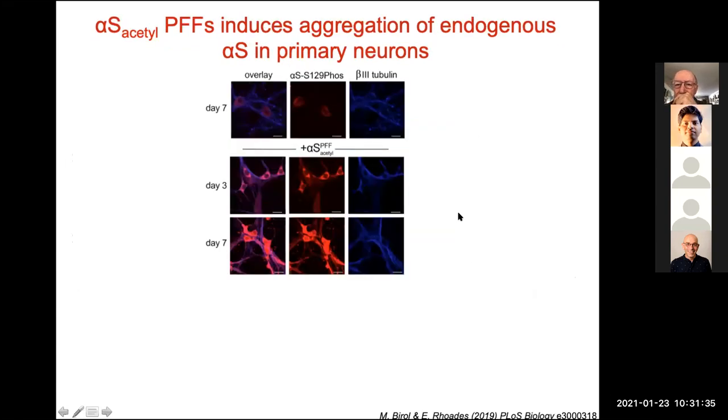And then lastly, we were interested in whether or not these differences in internalization had any sort of impact in terms of propagation. So just to take a step back and ask, why would we care so much about alpha-synuclein being added externally to cells? That's a really good question, and I think there's two primary reasons.